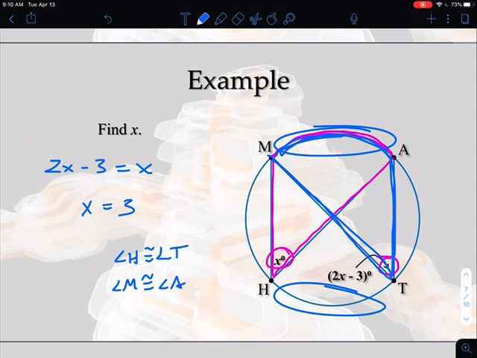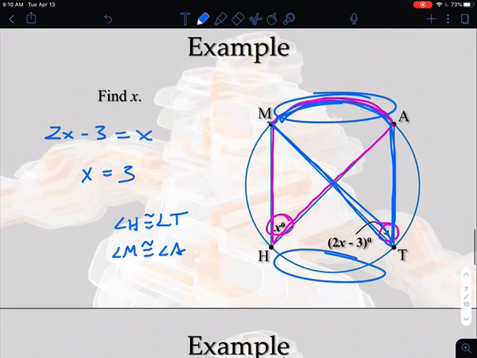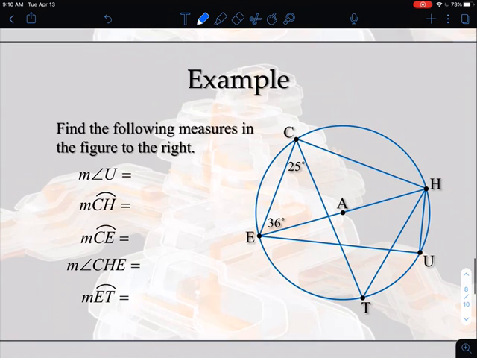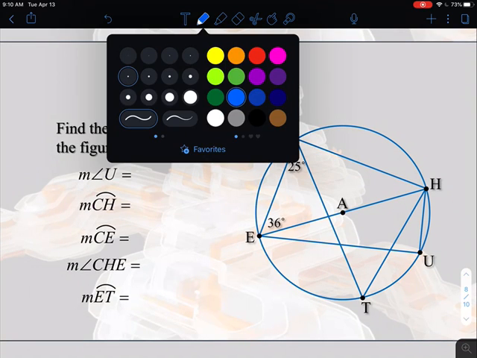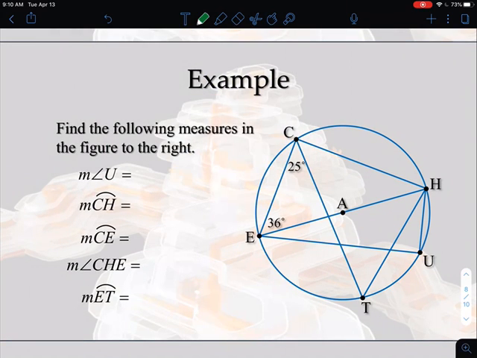And so there's lots going on here that we could utilize in terms of these angles are the same, these arcs are the same, and so on. Now in the last example here, we're going to find a bunch of different arc measures or angle measures depending on what they're asking for here. And so we're just going to take it one step at a time.